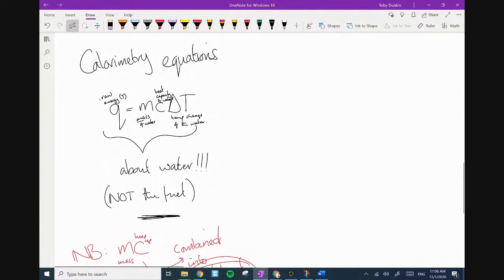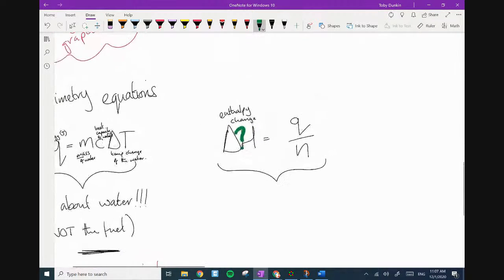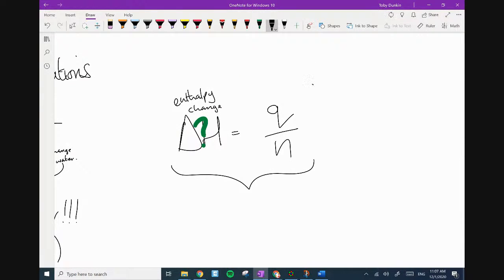Once you've got the first equation, which is all about water, the next equation you have is delta H equals Q over n. Now, this equation is commonly not taught at GCSE, which is really irritating. This is the enthalpy change, what we're trying to find. That is usually the question, but not always. Now, here is a nightmare. In this equation, Q is energy, but it's in the form of kilojoules.